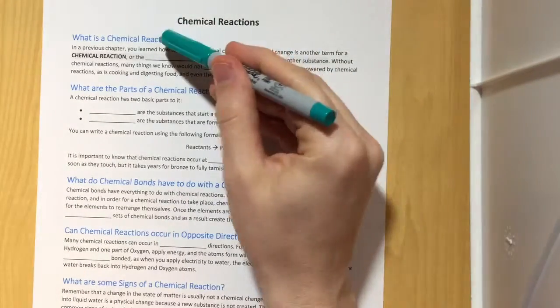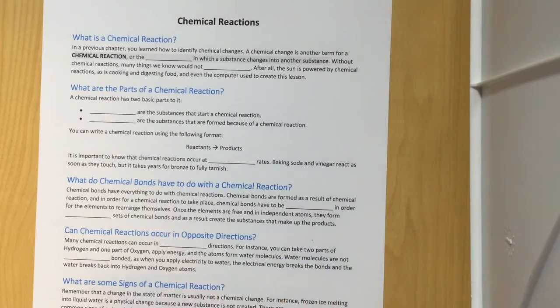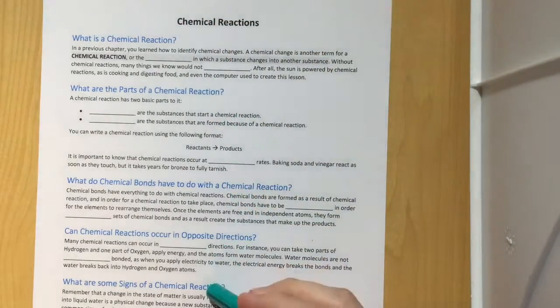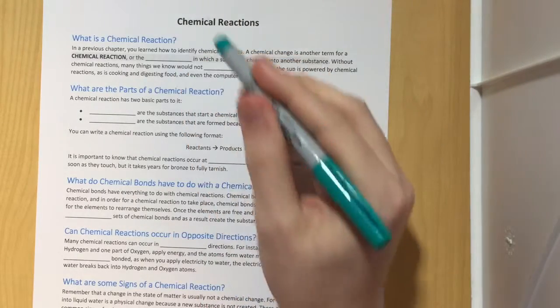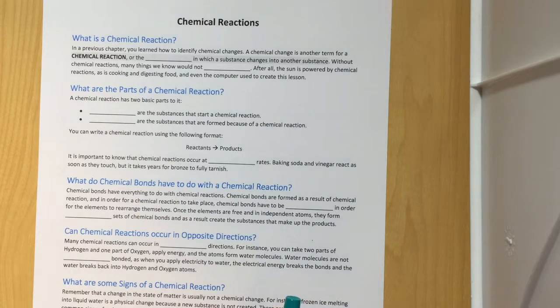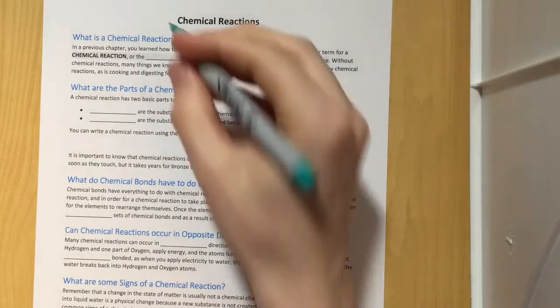When you wrote your 5 big ideas, 1, 2, 3, 4, 5, when you go to write your notes page, make each one a section header. So my first big idea is what's a chemical reaction, what are the parts of a chemical reaction, what do chemical reaction bonds have to do with chemical reactions, so on and so forth. Use those big ideas in order to write your paragraphs.